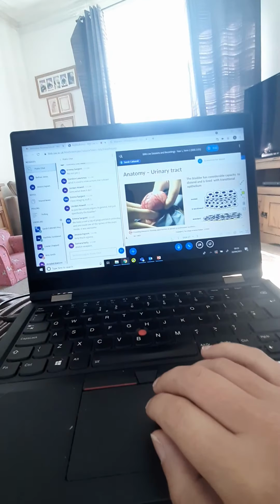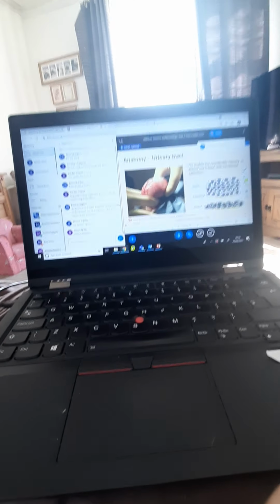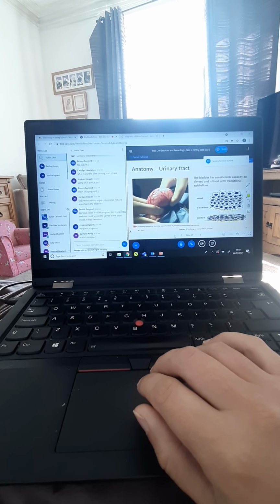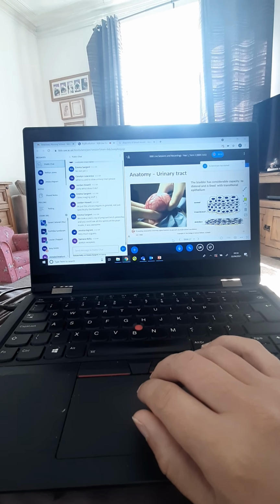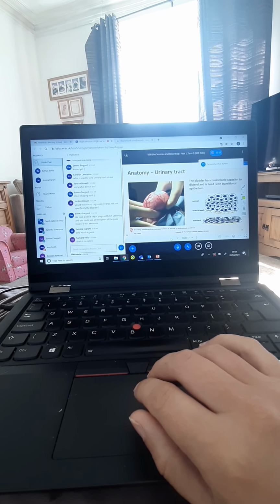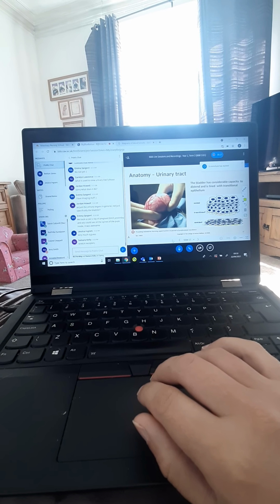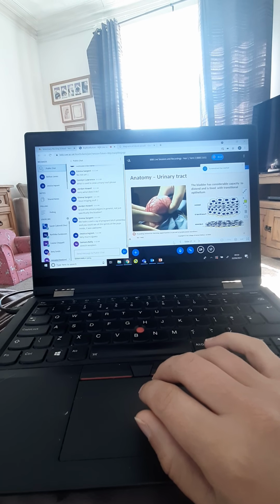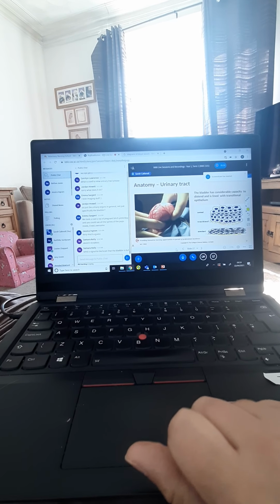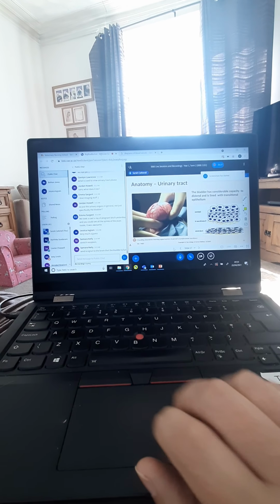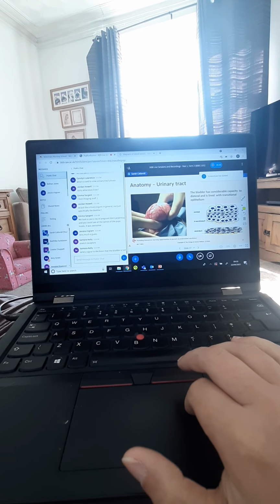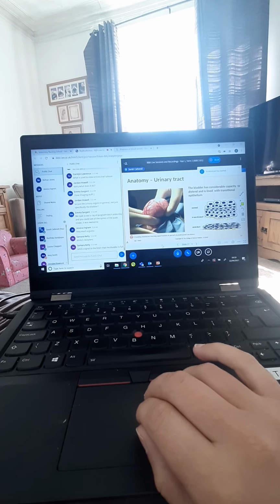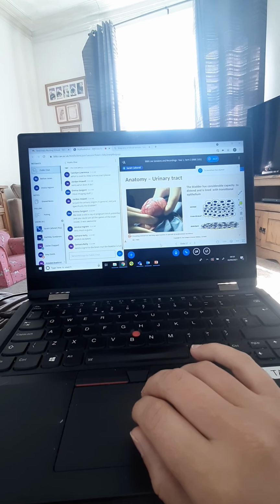Absolutely, Samara. Can you tell us what the stretch receptors do? Yeah, absolutely. The stretch receptors recognise when this transitional epithelium becomes too stretched, and they send a signal to our brain that notifies us that we need to go for a wee.